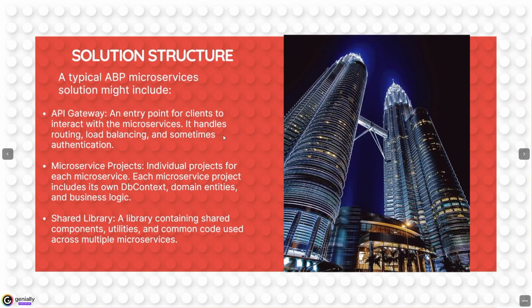API gateway, it's an entry point for clients to interact with the microservices. It handles routing, load balancing, and sometimes authentication. Microservice project, individual project for each microservice. Each microservice project includes its own DB context, domain entities, and business logic. Shared library, a library containing shared components, utilities, and common code used across multiple microservices.